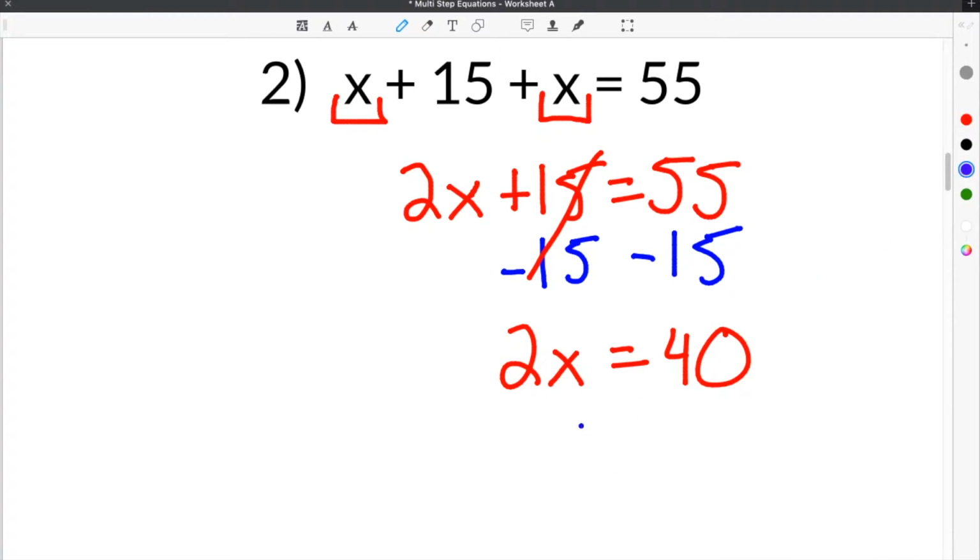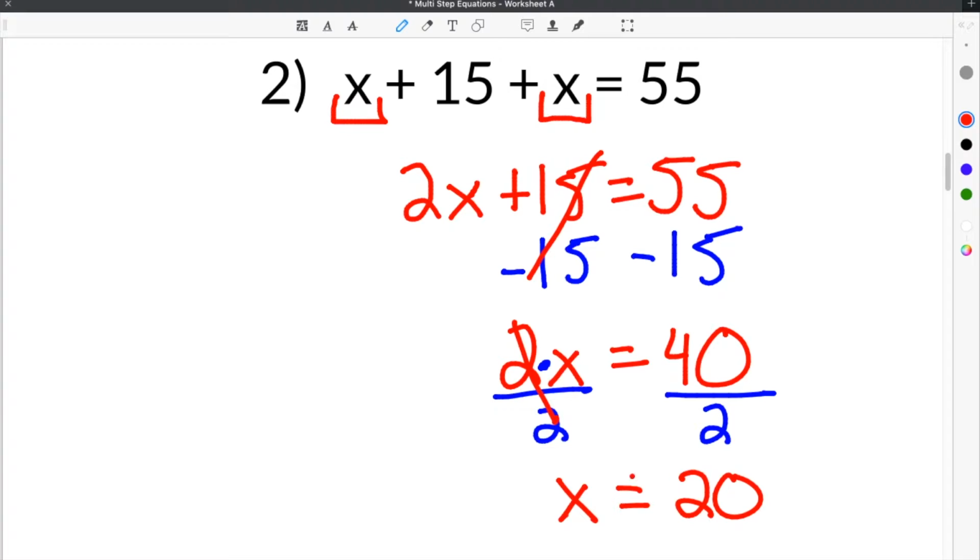And then finally, our last step is to get rid of this coefficient of 2, and this is like 2 times x, so we're going to divide. And then on this side, we're also going to divide by 2. The 2's will cancel, you have x on this side, and then 40 divided by 2 is 20. So our answer to this multi-step equation is x equals 20.